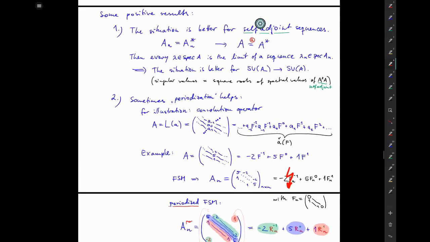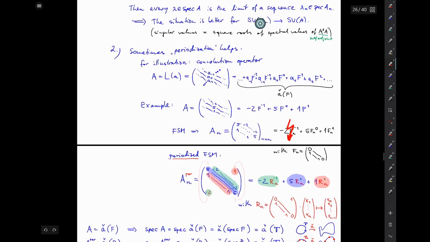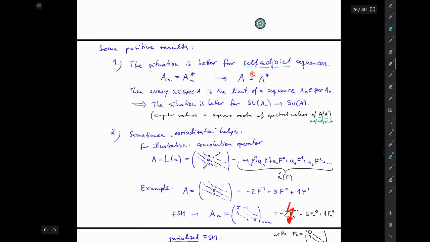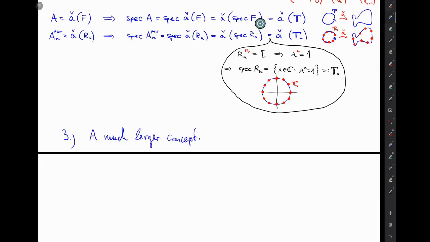Okay, so our first positive result was that for self-adjoint operators the situation looks a bit better, and then that implies that singular values can be approximated much better than spectral values. Then periodization is an idea, and here is a third comment, a much larger concept that can be used for the approximation of spectra, but also for some other things where spectra are inefficient or at least not quite sufficient, are so-called pseudo-spectra. And this is a topic on its own that deserves its own subsection.